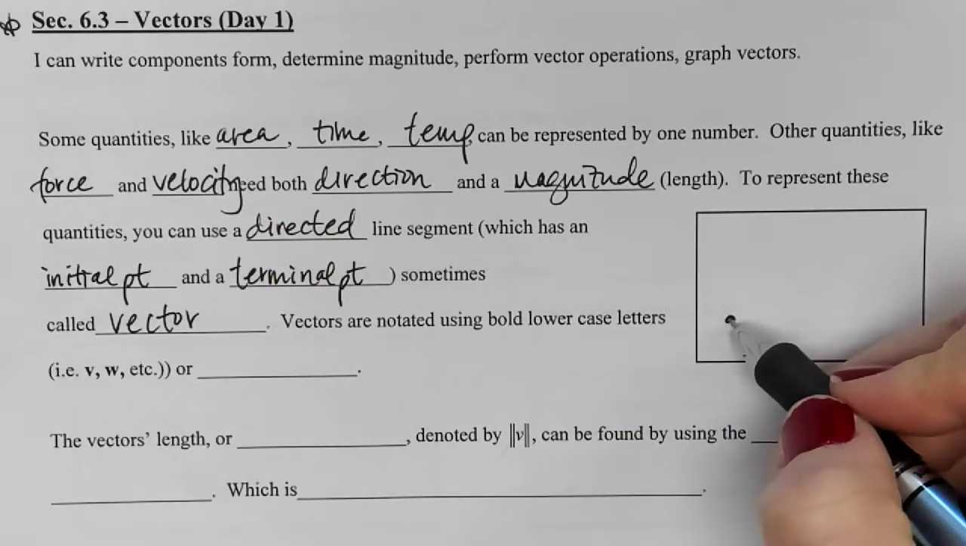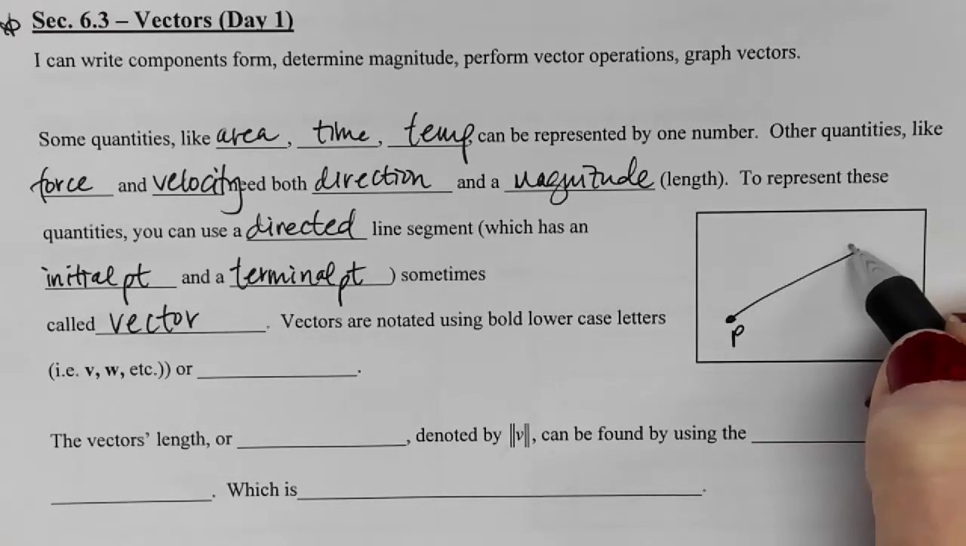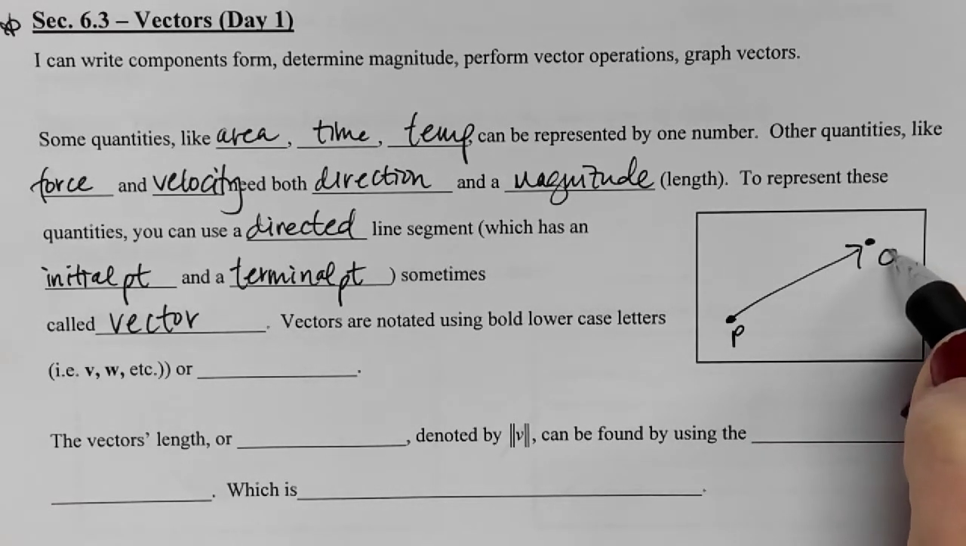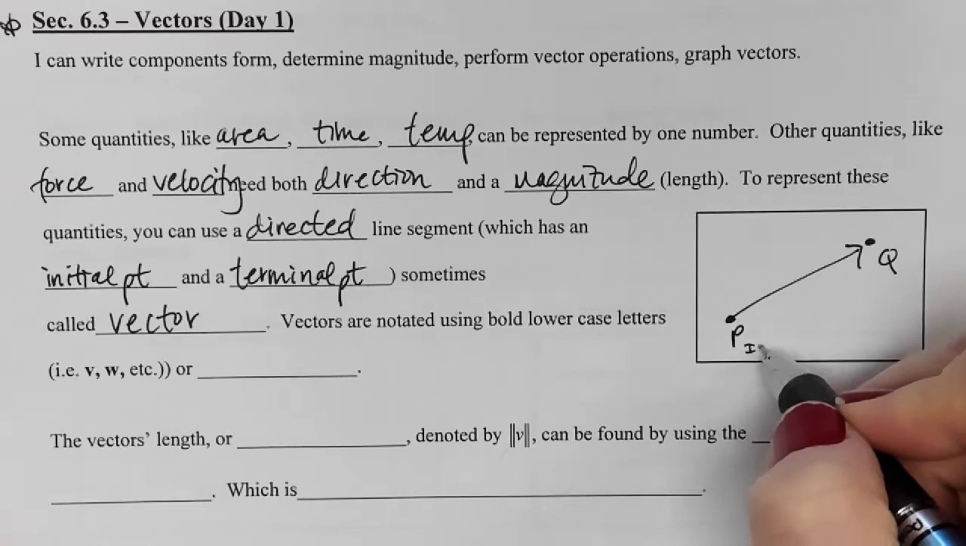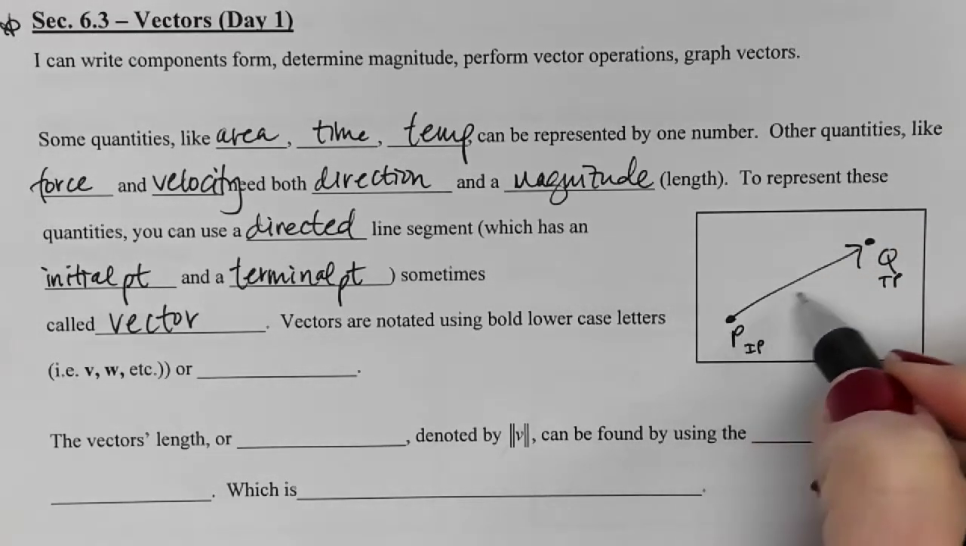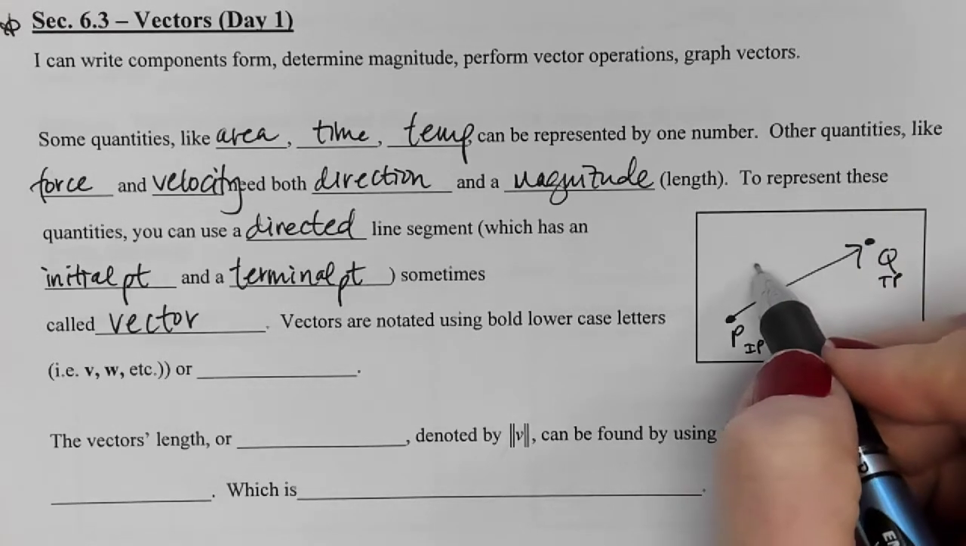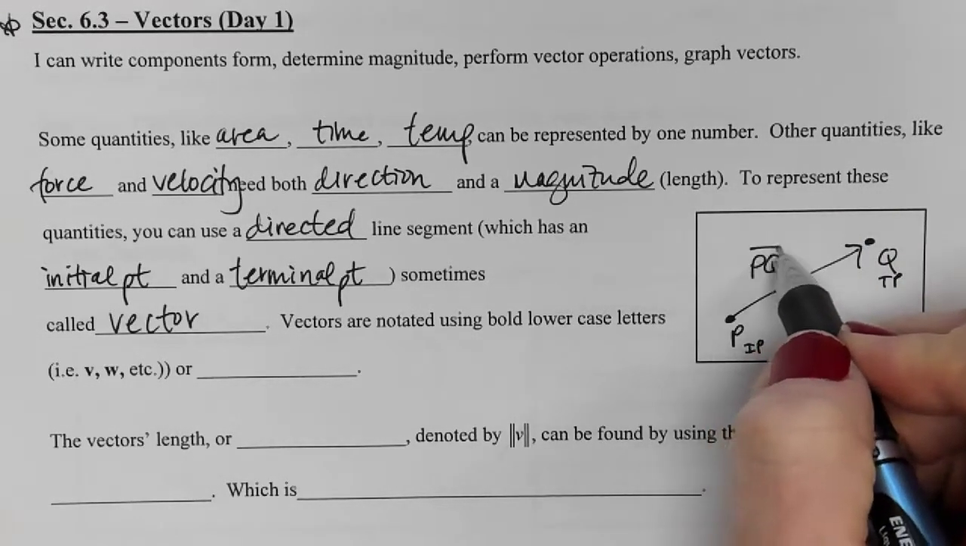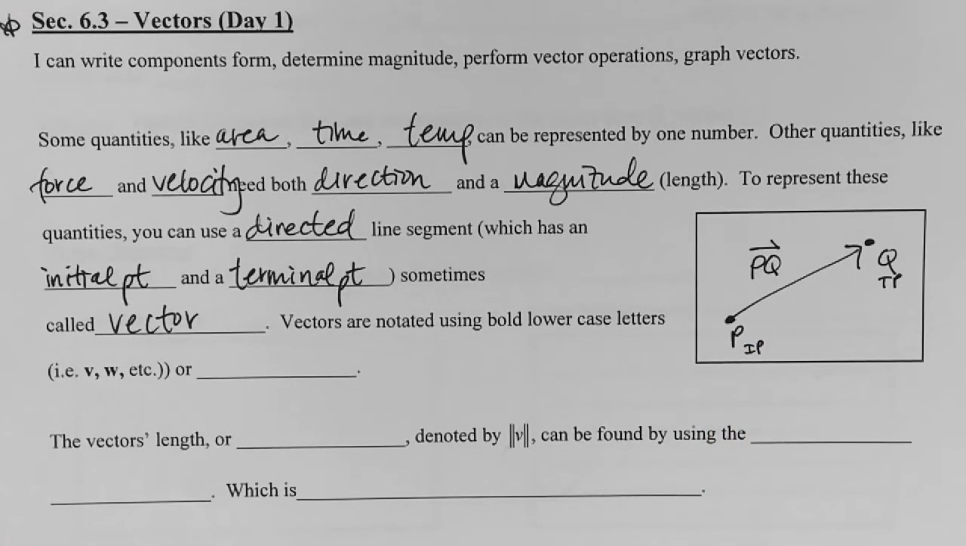So I'm going to draw one over here. We're going to start at P, we're going to end at Q. So this is my initial point, this is my terminal point. The vector PQ, when I go to write it, I would write PQ with what looks like an arrow, but you only do the top half of the arrow. That's how you designate a vector.